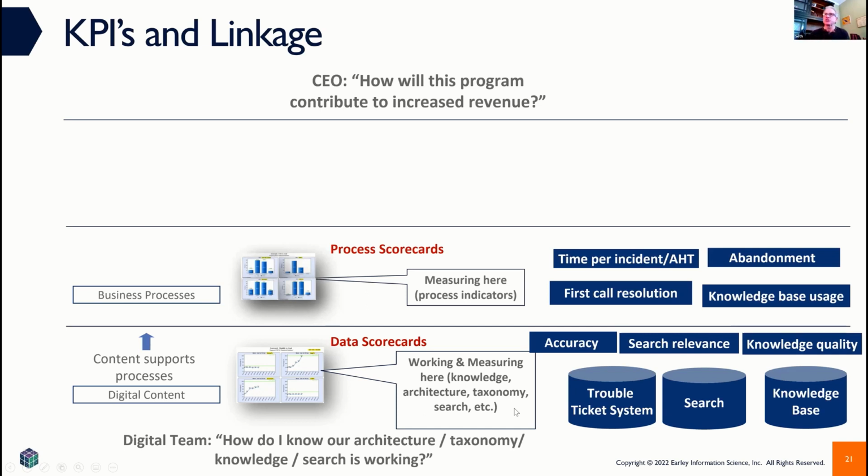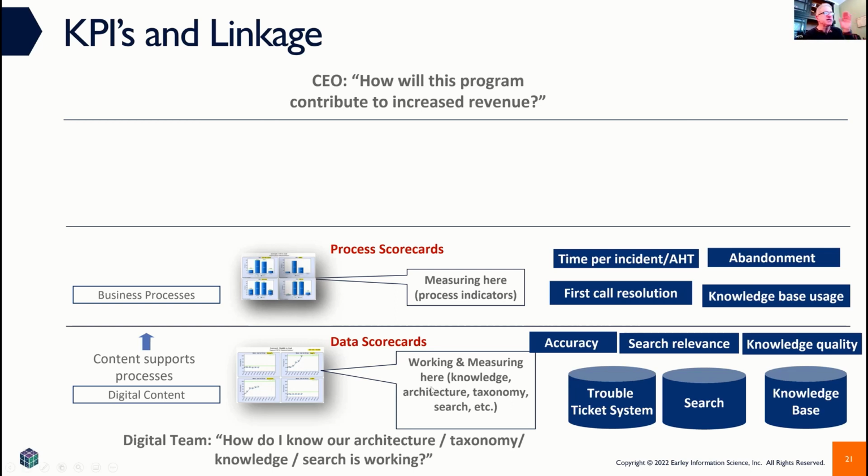Now, we started talking about data quality and content quality and knowledge quality. You can also measure search relevance and accuracy and so on. Those data scorecards are important because they tell you where you are today and how you're progressing. However, the data and content supports a business process. And this is where we want to measure the business process indicators. What are we impacting? First call resolution, knowledge base usage, abandonment, and so on. And again, this can cut across all these areas. I just happen to have knowledge base in here, but it's any of these things. It could be conversions, right? It can't be revenue, because that's at the next level, but it can be conversions.